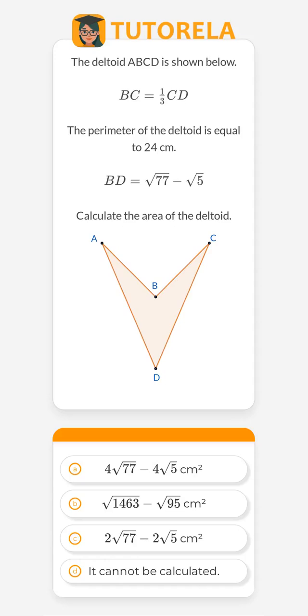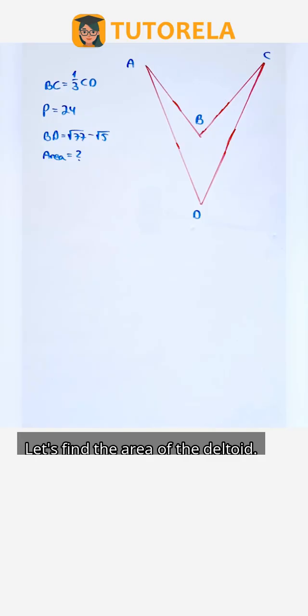The deltoid ABCD is shown below. BC equals 1/3 of CD. The perimeter of the deltoid is equal to 24 centimeters. BD equals the square root of 77 minus the square root of 5. Calculate the area of the deltoid. Let's find the area of the deltoid.